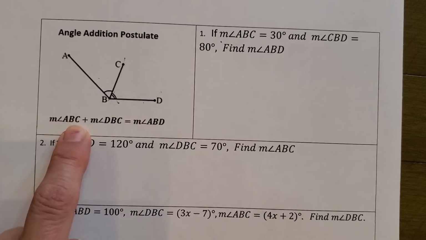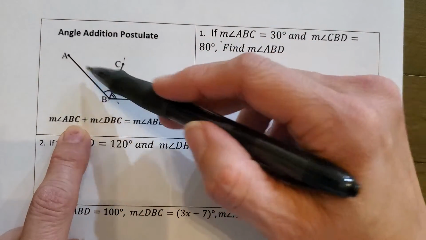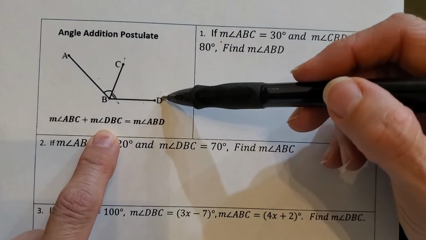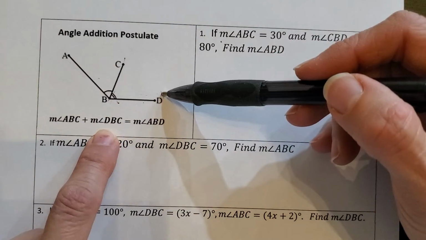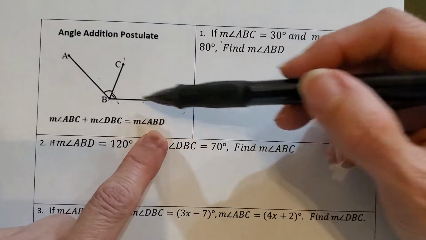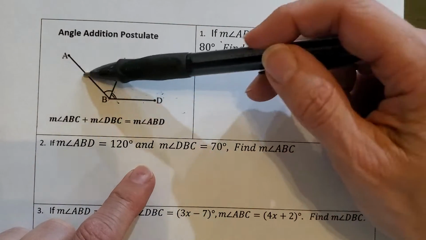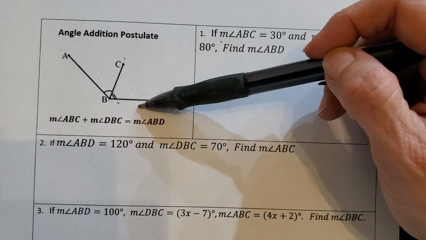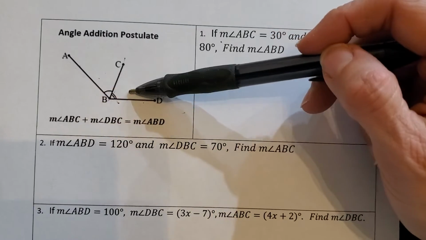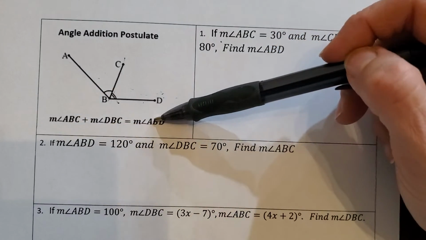The measure of angle ABC, that's this one, plus the measure of angle DBC, that's this one, equals the measure of angle ABD. That's the whole thing. So basically it's telling you that the parts equal the whole. We're going to use that angle addition postulate that says if you add two parts, you get the whole to solve some problems.